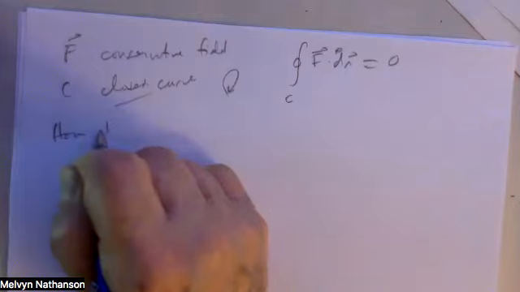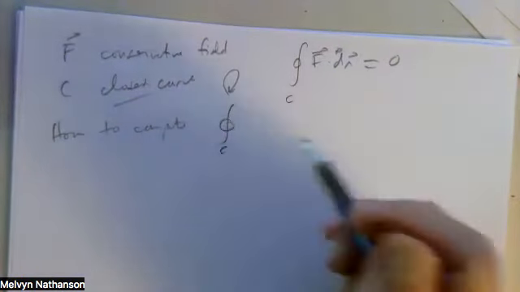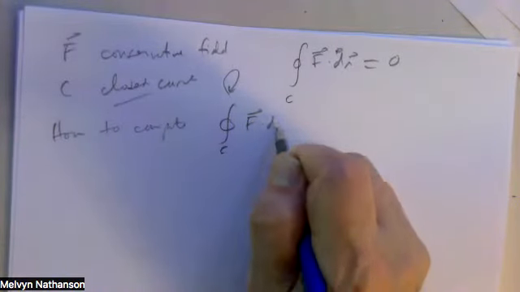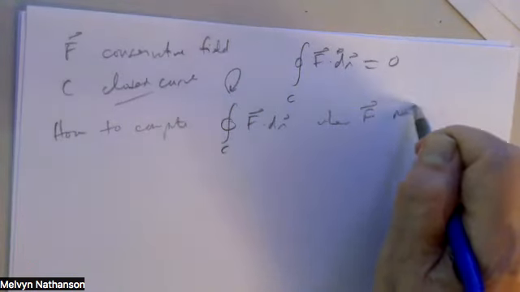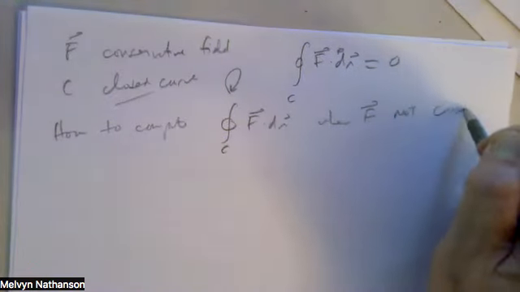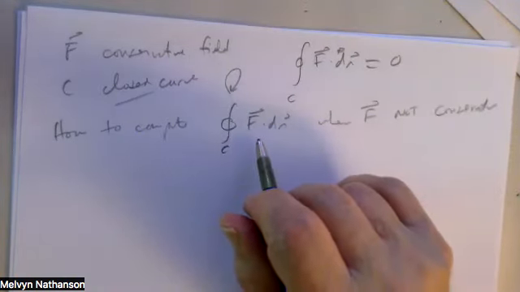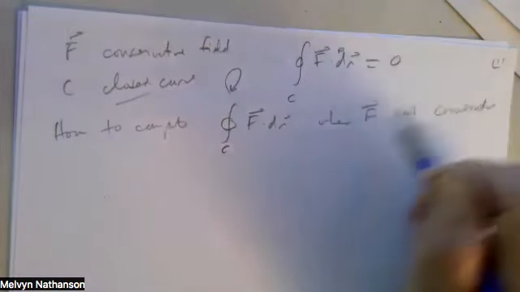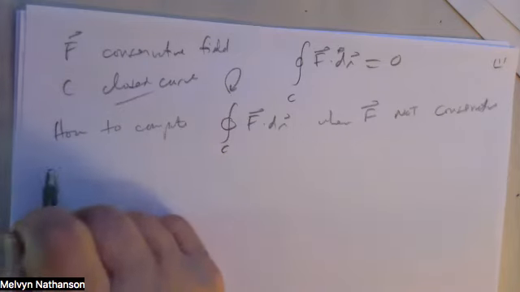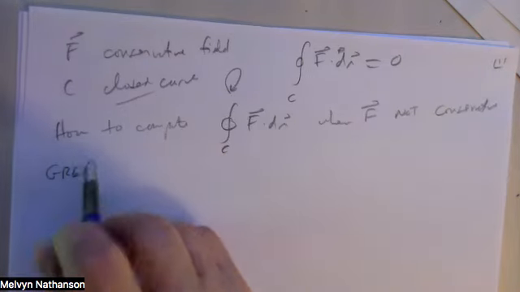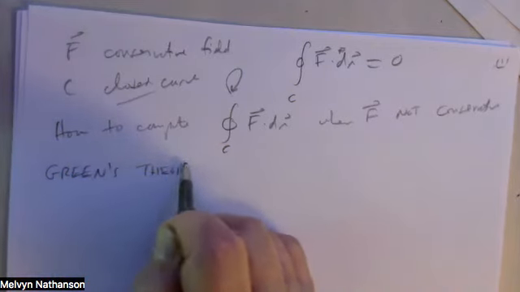So how to compute the integral around a closed curve of a vector field when F is not conservative? Because in this case, the integral is probably not going to be zero. And the first answer to that question is Green's theorem.